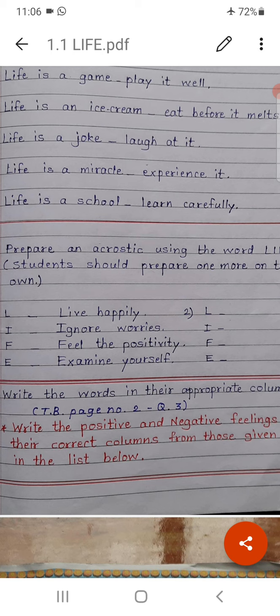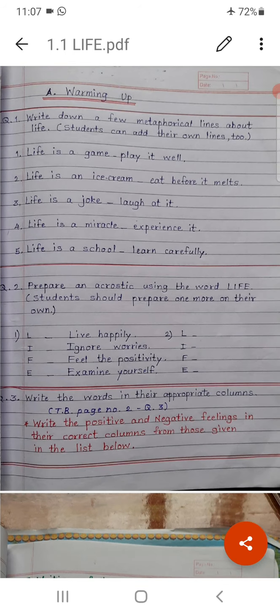So it will go under both the columns. Cheerful, positive obviously, anxious, negative. This way you have to find out all the words and where they will go under which column. You have to make the columns and write down the same in your notebook.